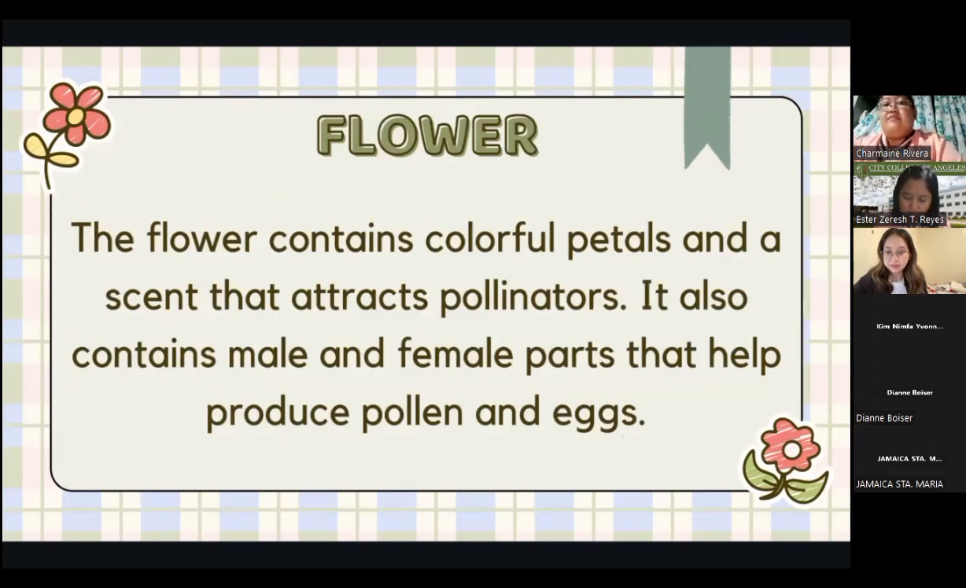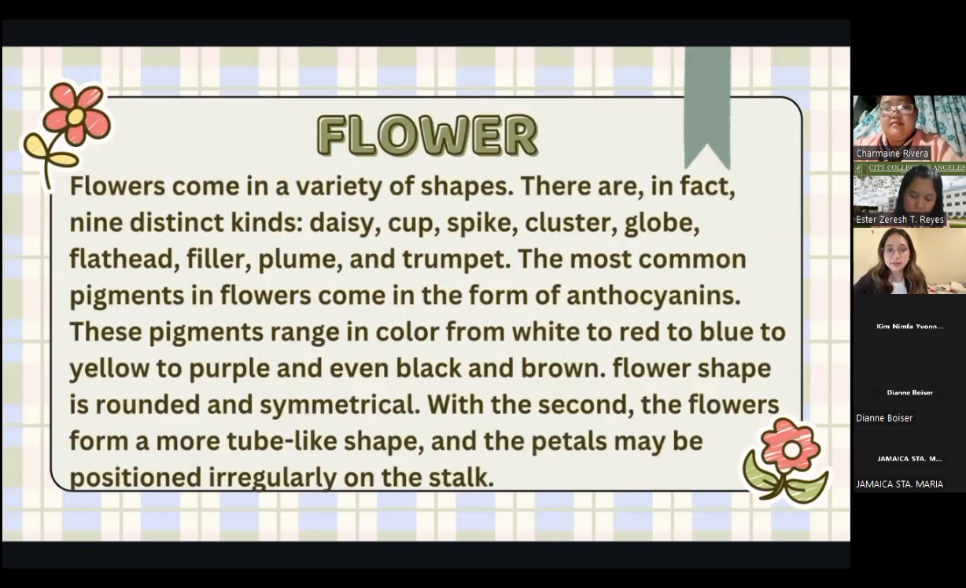And the flower. The flower contains colorful petals and a scent that attracts pollinators. It also contains male and female parts that help produce pollen and eggs. Flowers come in a variety of shapes. There are in fact 9 distinct kinds. First is daisy, second cup, third spike, fourth cluster, fifth globe, sixth flathead, seventh filler, eighth plume, and ninth is trumpet.